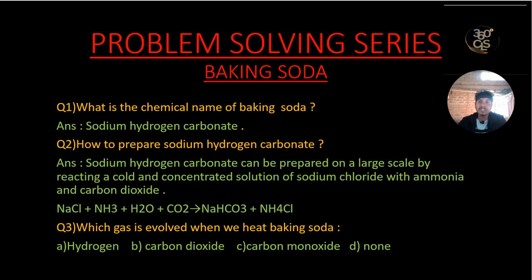Today in this problem solving series, we are going to discuss the problems related to baking soda. So let's kick off the problems. The first problem is, what is the chemical name of baking soda? Baking soda का रासायनिक नाम क्या होता है? The answer is sodium hydrogen carbonate. The chemical formula of this sodium hydrogen carbonate is NaHCO3.